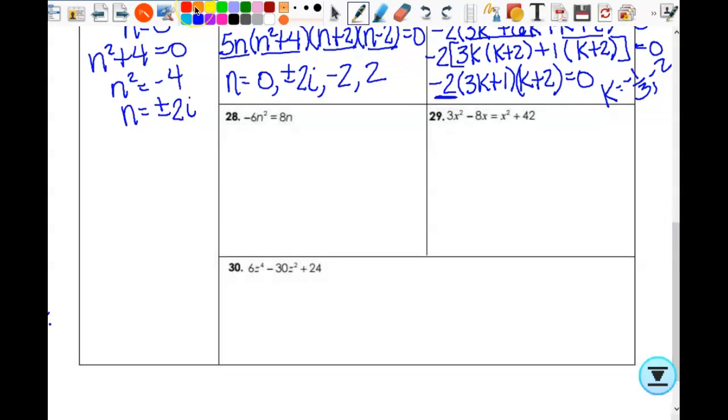And let's look at number 28. So again, I want my n squared to be positive. I could move everything over to the left, but I don't want to have to worry about negatives, so we're going to move it to the right, just to be different than the other one. That's going to give me 6n squared plus 8n.